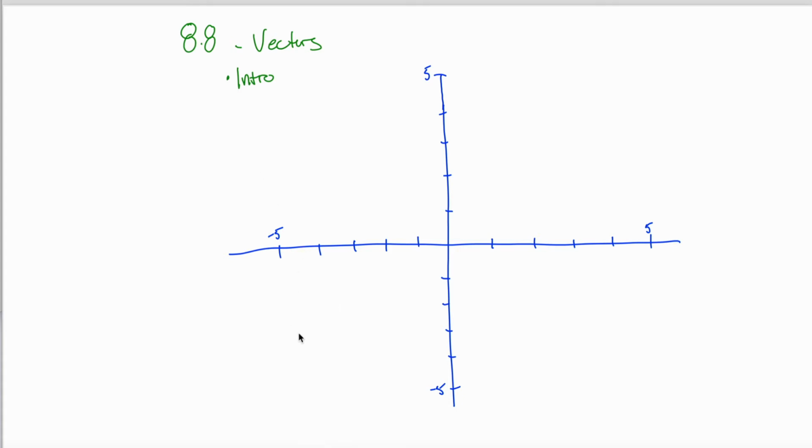All right, 8.8, the last section of our class. In this section, we're going to get a little introduction to vectors. In this video, I'll just go through some terminology and give you a basic idea of what a vector is. And then in subsequent videos, we'll show you a couple little things you can do with them, and then we'll call it good.